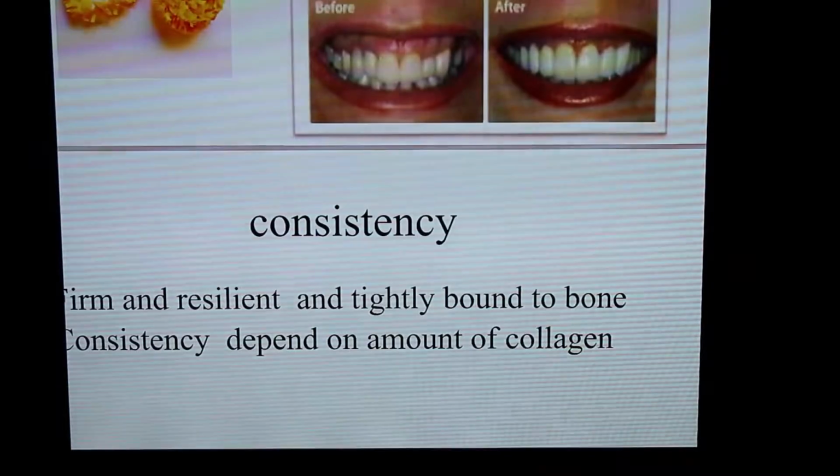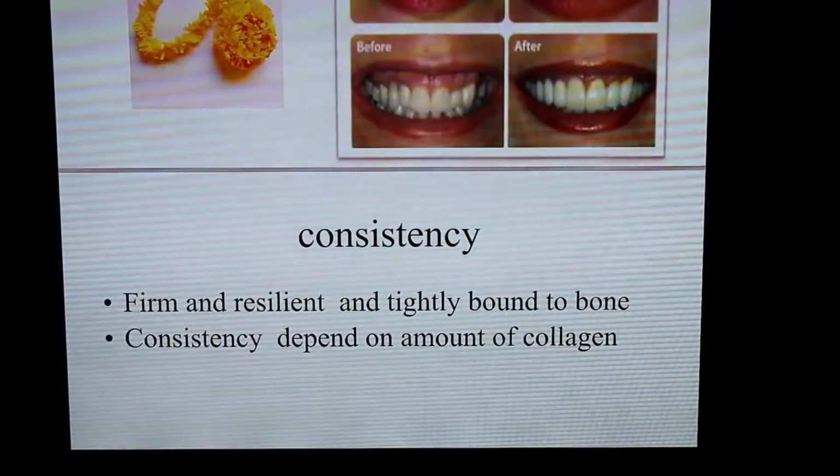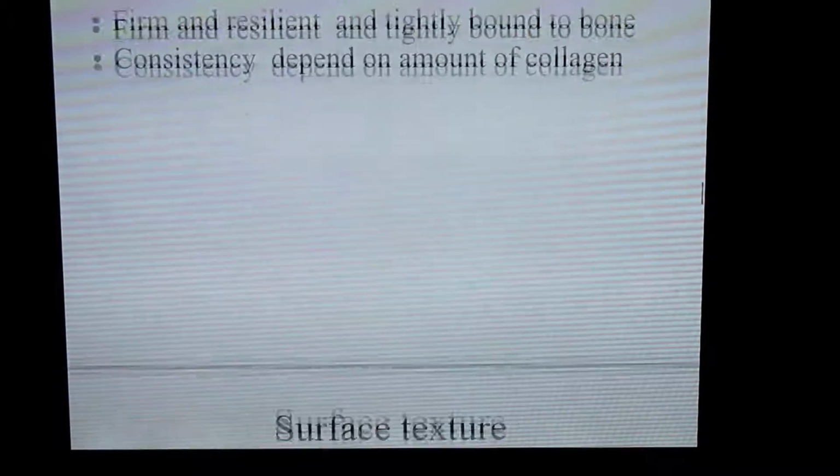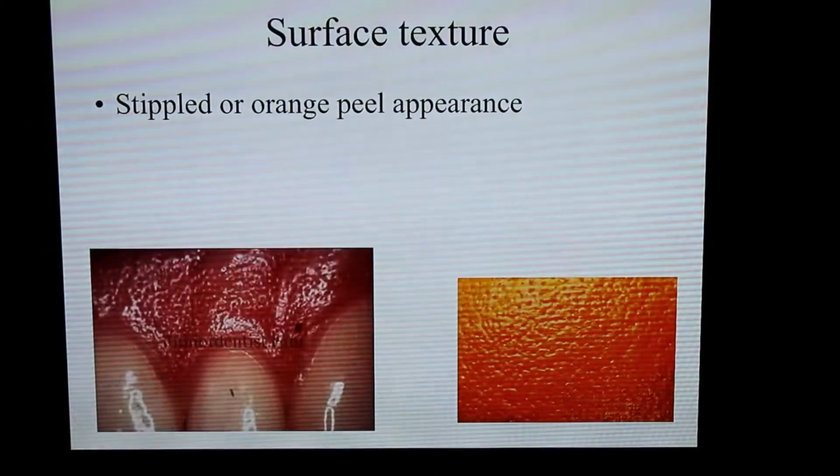Okay, now consistency. Consistency of gingiva is firm and resilient, and it is tightly bound to the underlying bone, but the consistency of gingiva depends on the amount of collagen present. Of course, if there are any bony prominences, the gingiva will appear to be hard. Surface texture: it is stippled, or it has an orange peel appearance.